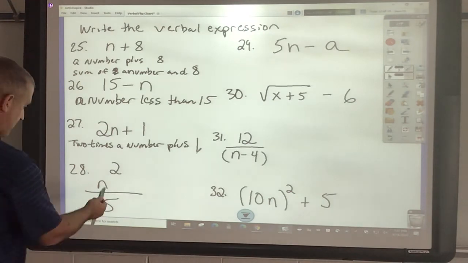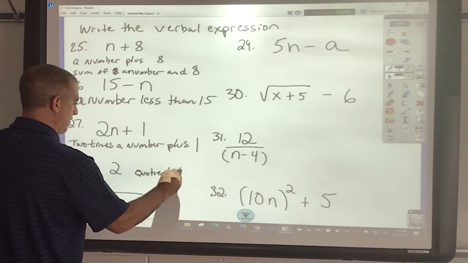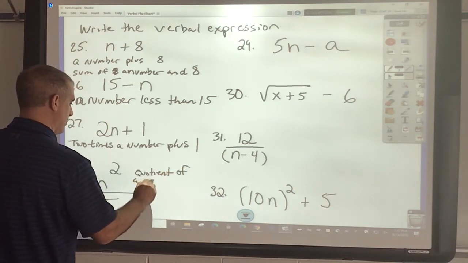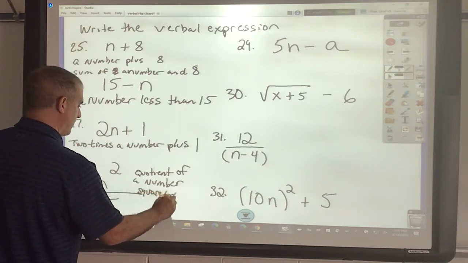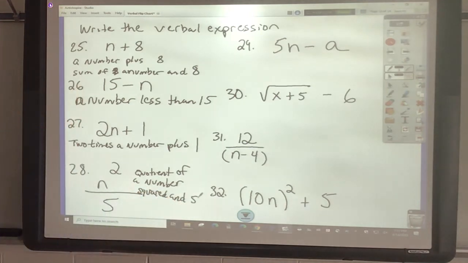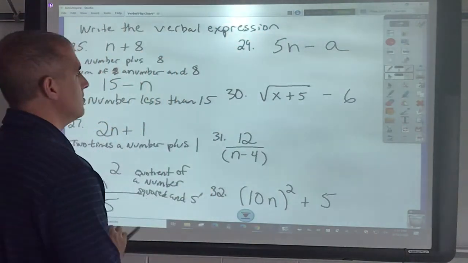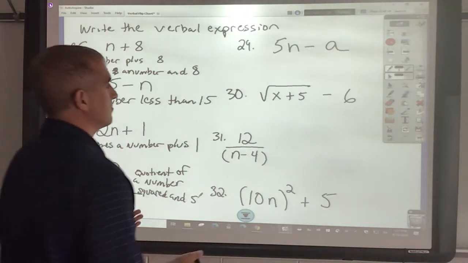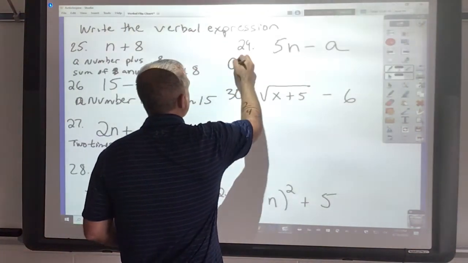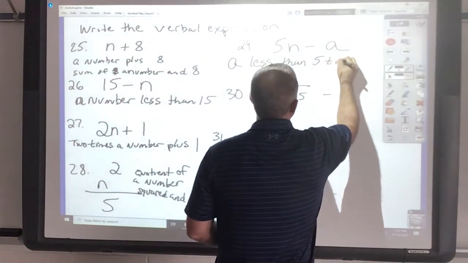Either way. Okay, what's happening here? I got the quotient of a number squared and 5. Okay? All right? So what's going on here? We got 5n minus a. Ooh, okay. So what we have is we have a difference and we have a product. Okay? So I can say a less than 5 times a number.